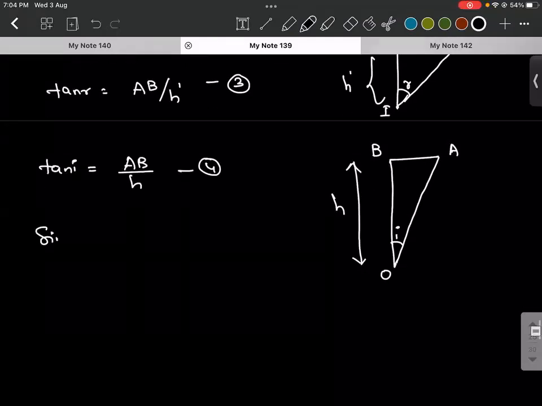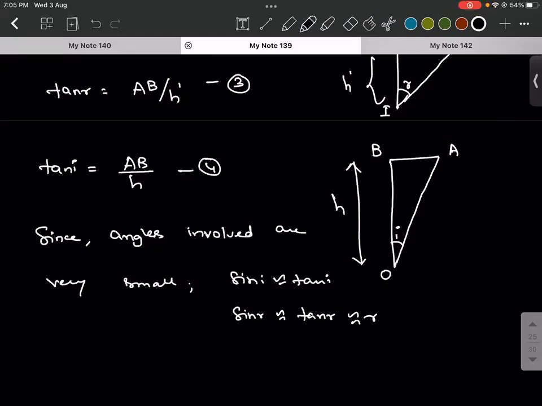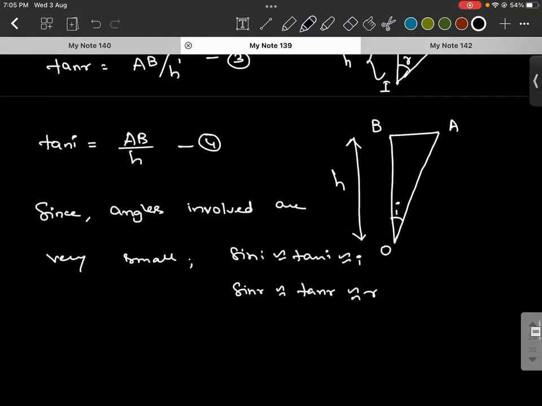But since angles involved are very small, sin I can be approximated to tan I can be approximated. Similarly, sin R can be approximated to tan R can be approximated to R. Similarly, sin I and tan I can be approximated to I itself. When that is the scenario, equation 3 will become R is equal to AB divided by H dash, and equation 4 will become I is equal to AB divided by H.